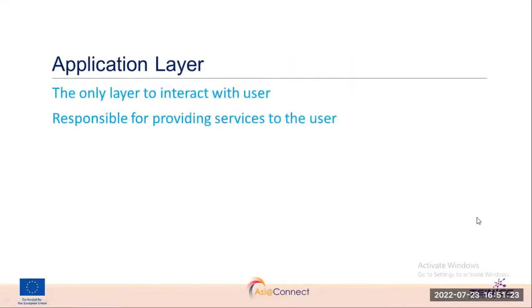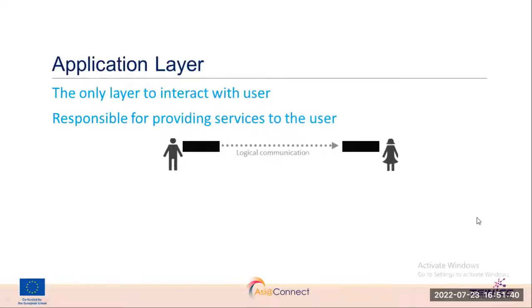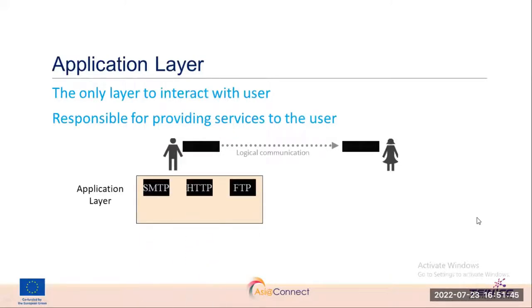In the layers of TCP/IP, the first layer is the application layer, the only layer that interacts with the user and is responsible for providing services to the user. It is the logical communication between the sender and receiver at the application layer, with different protocols like Simple Mail Transfer Protocol, Hypertext Transfer Protocol, and File Transfer Protocol working here.